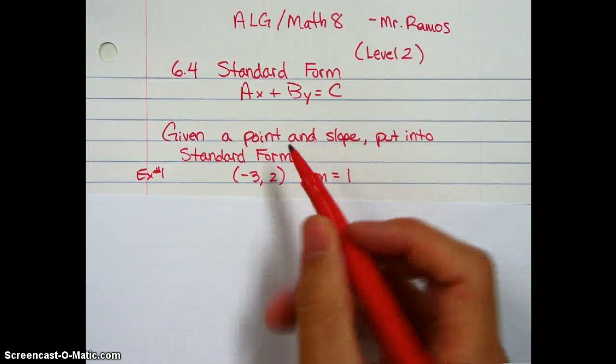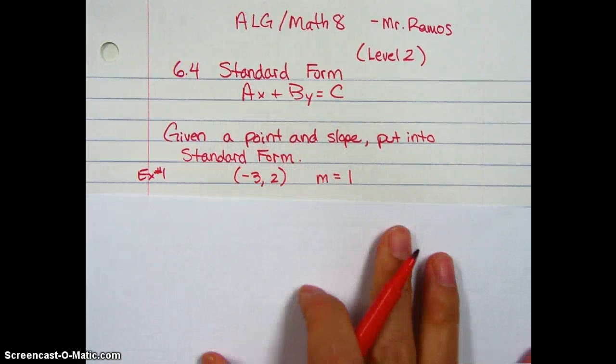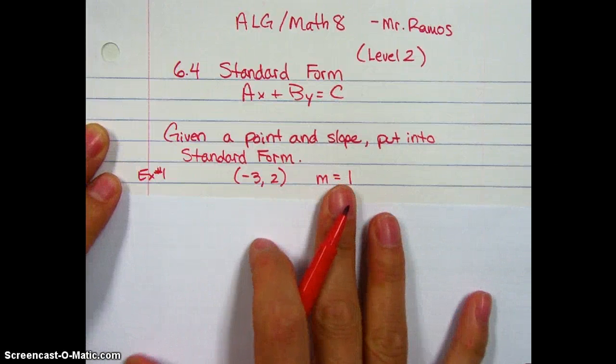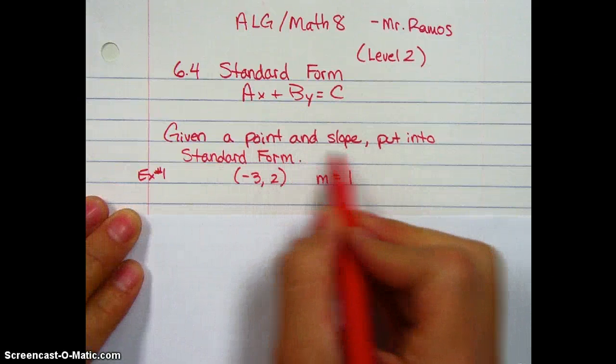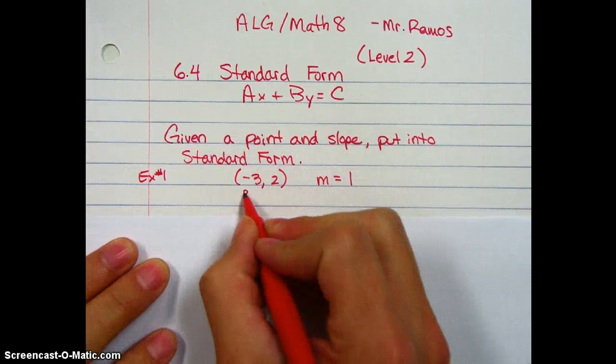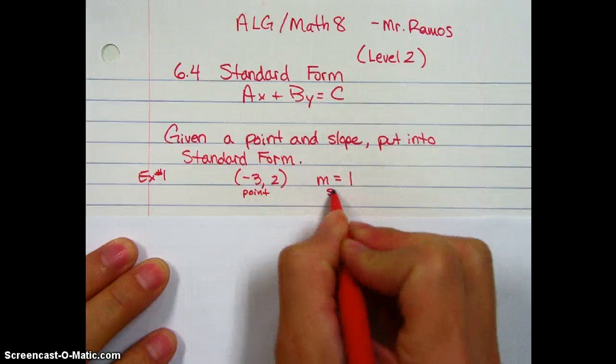Alright, so this is level 2 for 6.4, standard form. Alright, so we're going to talk about what if they give you a point and a slope. Okay, so given a point and a slope, put it into standard form. So here's my point and here's my slope.